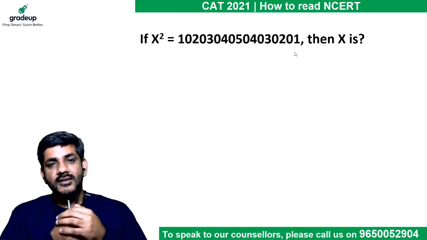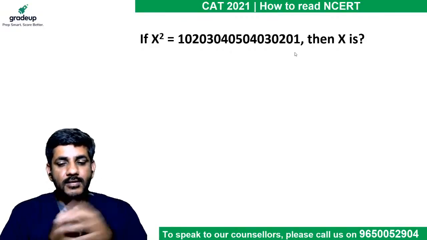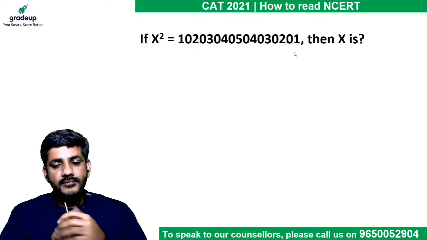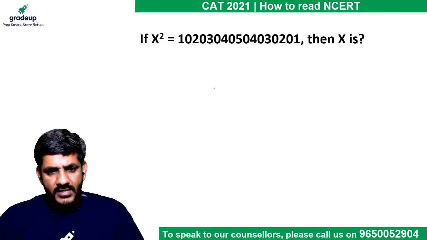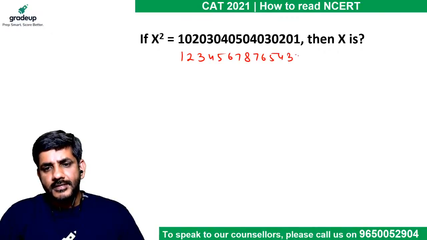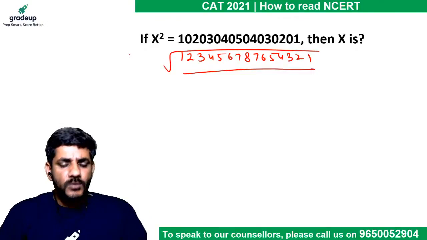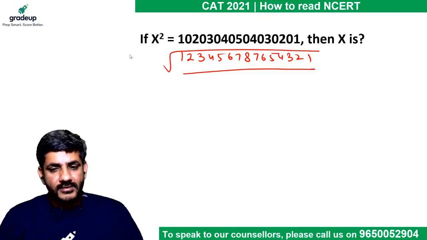Looks like a difficult question, right? Doesn't it look difficult? Such a question has appeared in CAT once. The question was, let me tell you, 1 2 3 4 5 6 7 8 7 6 5 4 3 2 1. What is the square root of this number? Or x square is equal to this. So what is the value of x? That was the question.